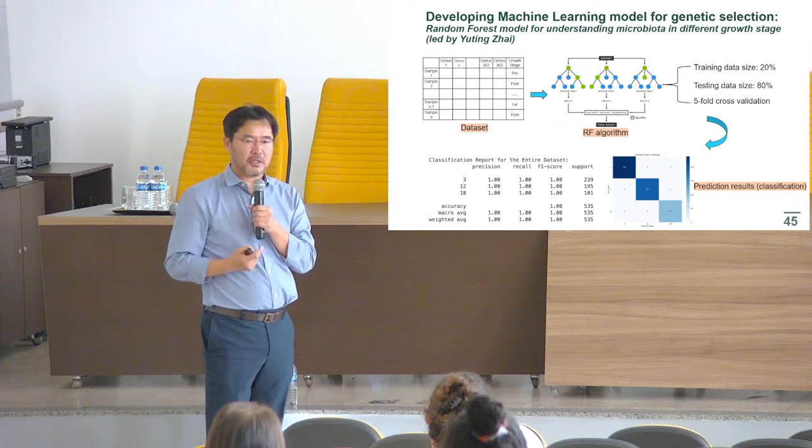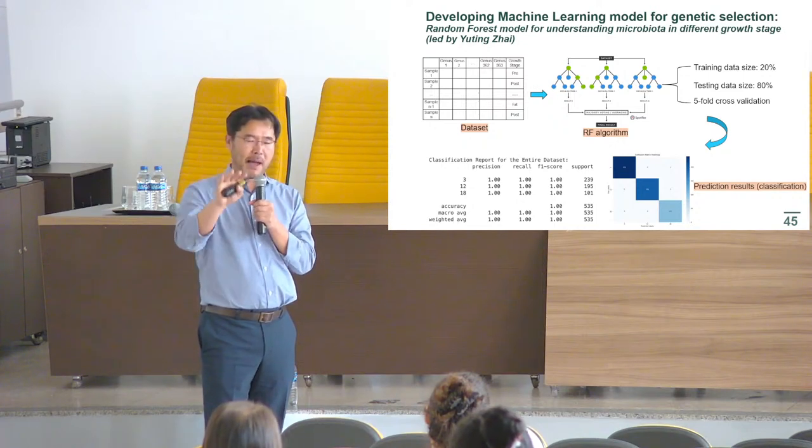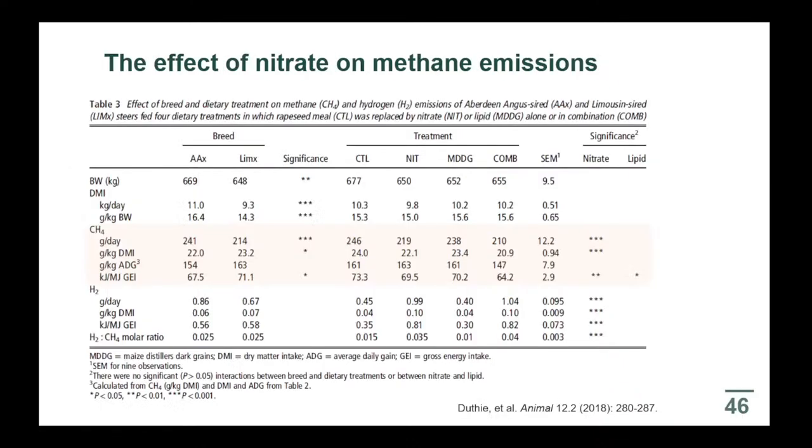So we believe this machine learning algorithm may be a really powerful tool that we can use to predict microbiota that might be associated with methane emissions. And since we didn't have any data collected for methane emission work, we used other people's data. Sorry, I stole this data, but since it is published, there's no problem using it. Like Luis said, I don't have to collect my own data. They did nitrate treatment, and when they looked at the methane emissions collected by DMI, they could see significantly reduced methane emissions compared to control groups.